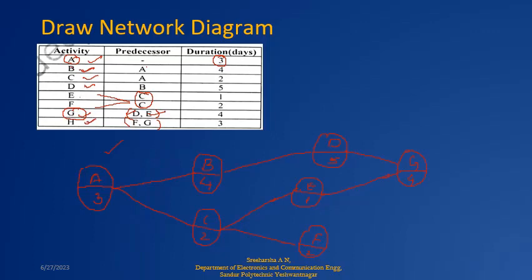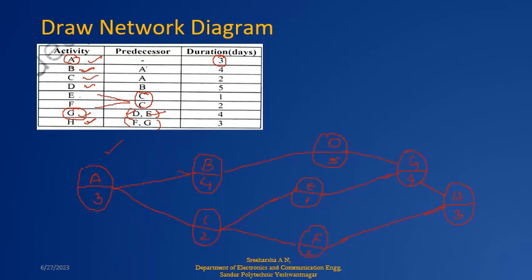After that, H will start. So how to see that? Here F should complete and G should complete. Then my H will be taken, and it will be completed within 3 days. So this is how the network diagram should be drawn.